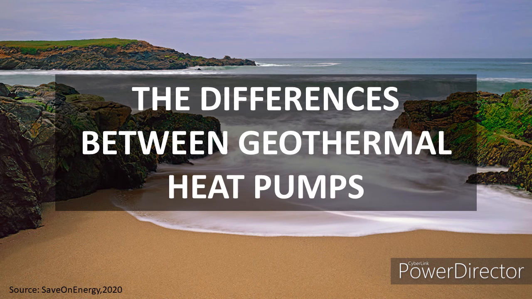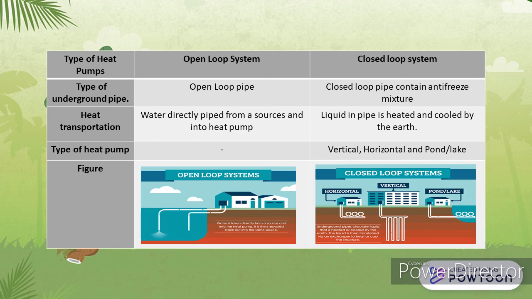The differences between the open-loop system and the closed-loop system. The figure shows the differences between open and closed-loop system in terms of the type of underground pipe, heat transportation, types of heat pump and its figure.